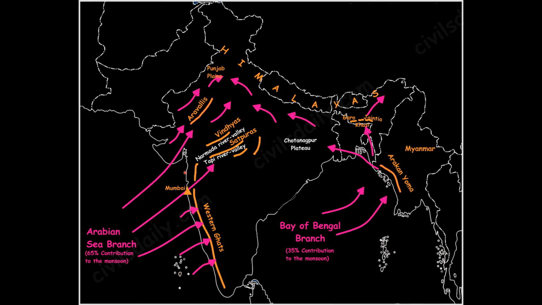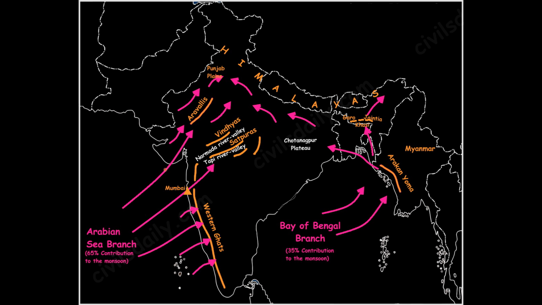Crossing the Western Ghats, they enter the Deccan Plateau and Madhya Pradesh. So this area, the Madhya Pradesh, they enter Madhya Pradesh, causing a fair amount of rainfall. Thereafter, they enter the Ganga plain and mingle with the Bay of Bengal branch.